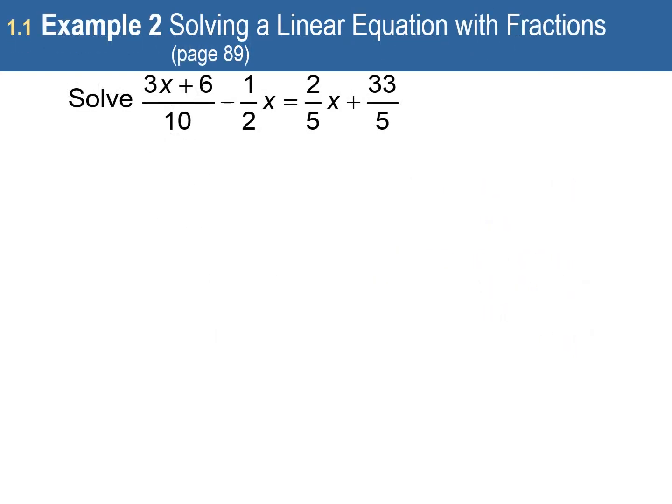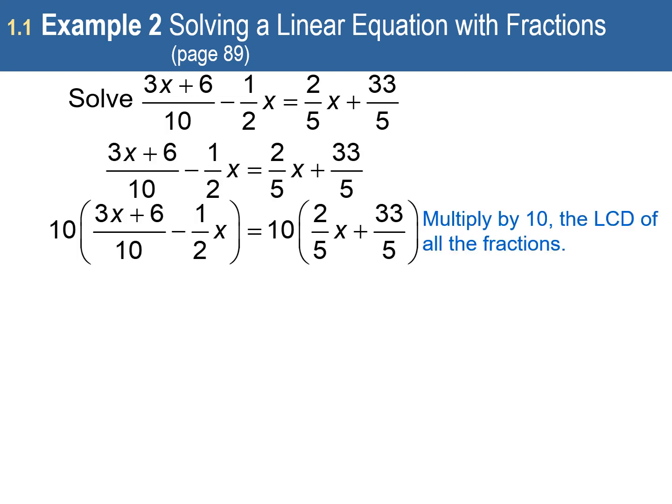Now, suppose I want to solve a linear equation when I have fractions. Fractions are your friend, but we also want to get rid of them as quickly as possible. So the first thing you want to do is multiply by the least common denominator. Now, the least common denominator between 10, 2, 5, and 5 is 10. So when I multiply both sides of the equation by 10, I can distribute that 10 to all of the terms, and it should get rid of all of my fractions.